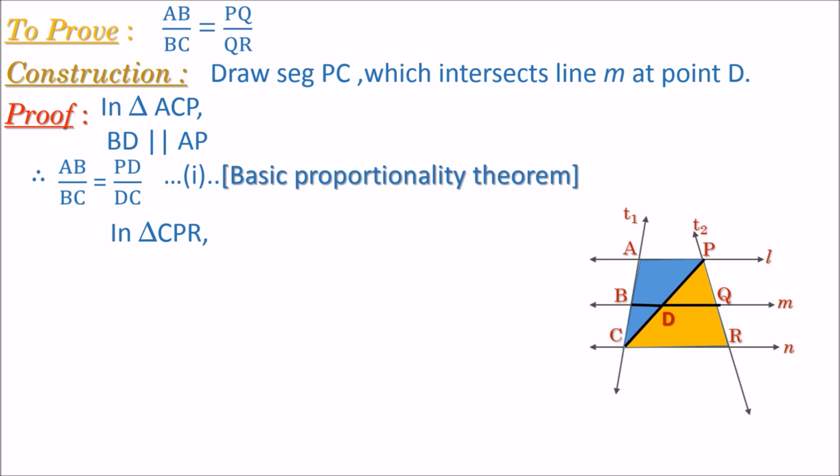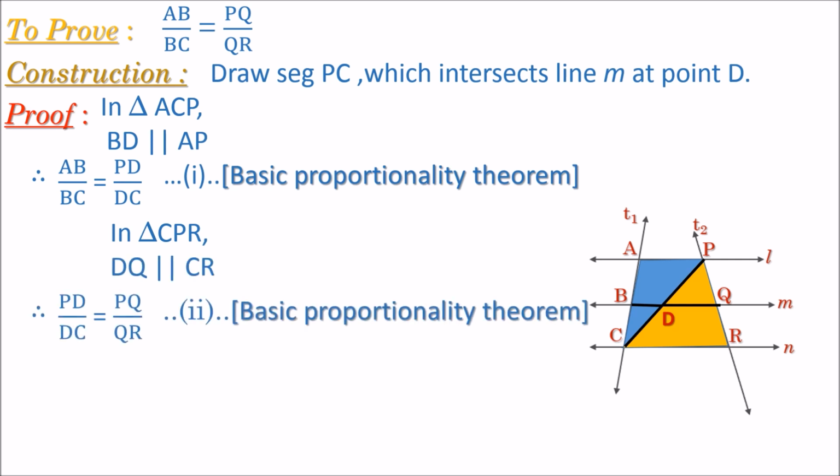Now we will take the other triangle. Look at this figure. We will take triangle CPR, and you can see that in this triangle CPR, seg DQ is parallel to seg CR, since lines M and N are parallel to each other. So here we will apply the basic proportionality theorem. We will get PD upon DC equals PQ upon QR. We will consider this as step number 2, equation number 2.